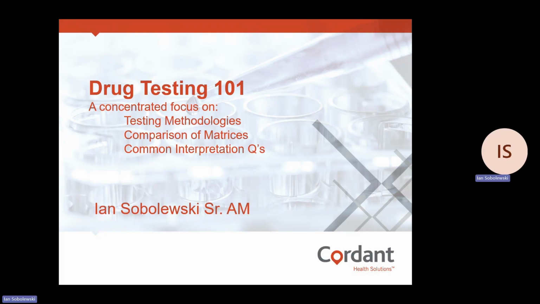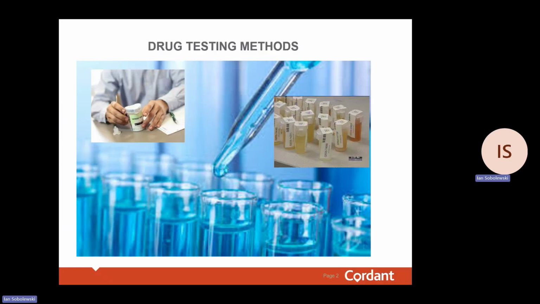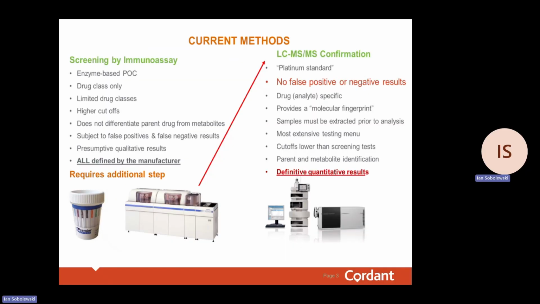We'll start with testing methodology. So we'll take a look at screening tests, confirmation tests, what's the difference and some key things to take away. We'll then take a look at the comparison of the different drug testing matrices, the difference between oral, urine, and hair testing. And then we'll cover some common test interpretation questions. So diving into our drug testing methods here.